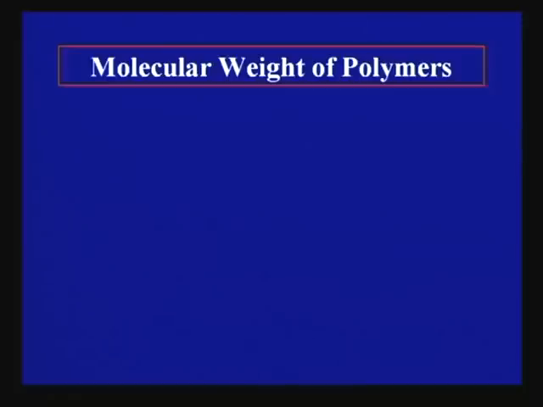Then what are these techniques? Once this molecular weight is determined, for example, say by colligative properties measurement. Can you tell me one colligative property?